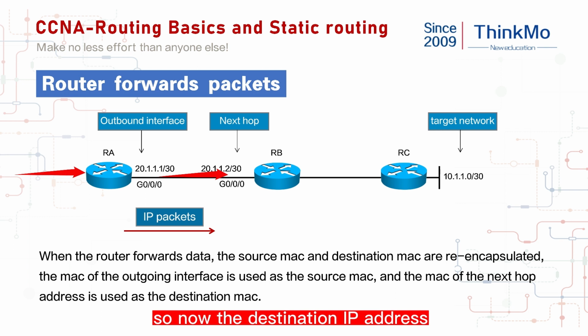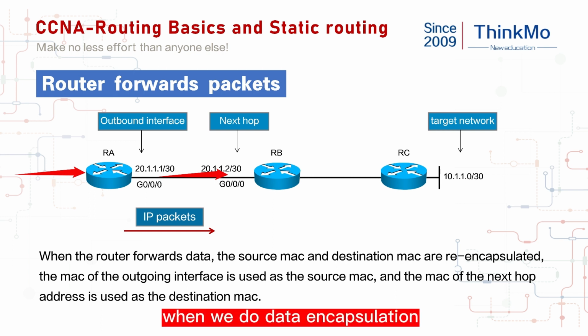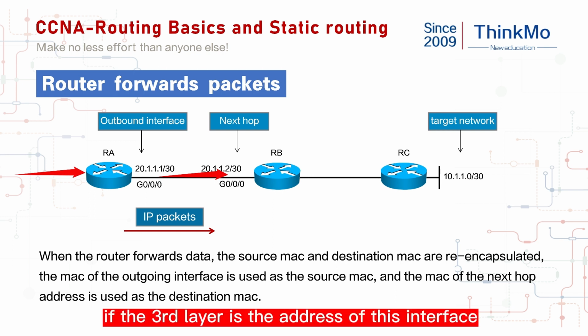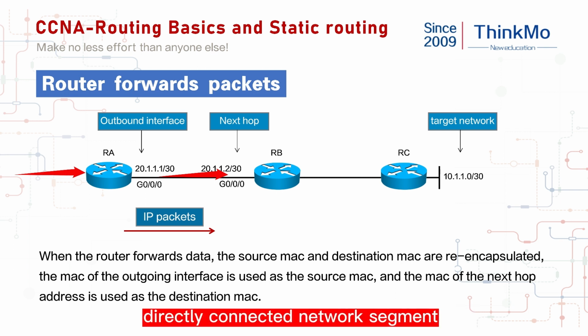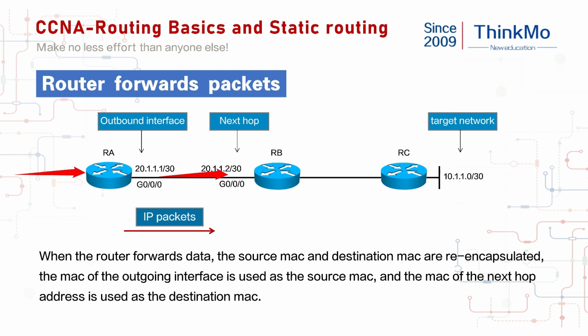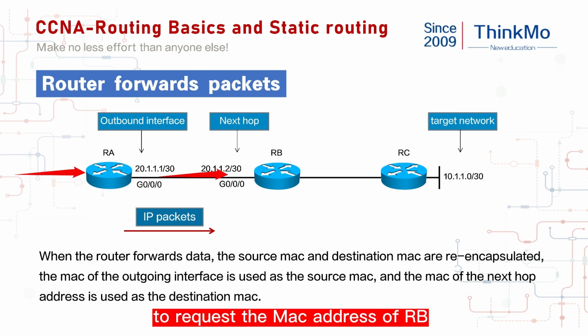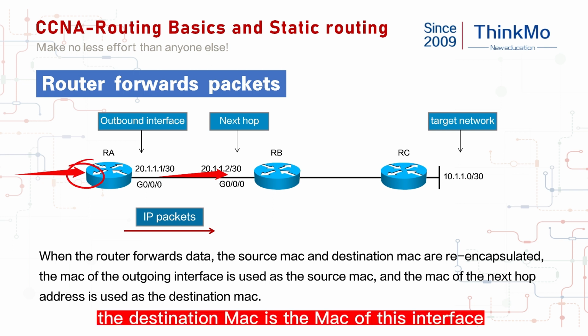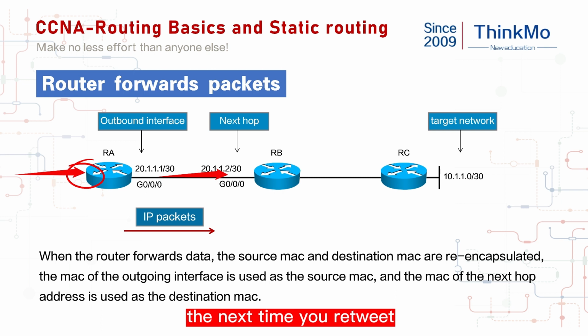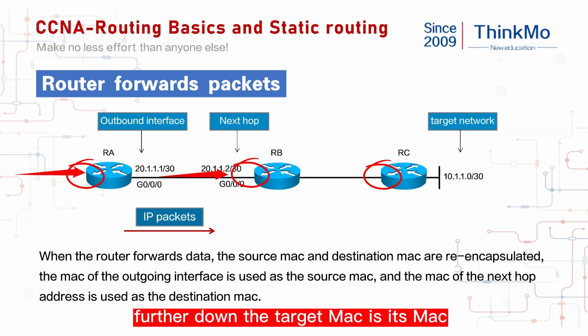So now the destination IP address is the address of the left interface of RB. When we do data encapsulation, the third layer is the address of this interface, and both are in a directly connected network segment, from RA to RB. When making an ARP request, it requests the MAC address of RB. That is, when this data is sent, the destination MAC is the MAC of this interface. The next time it is forwarded, the destination MAC is its MAC. Further down, the destination MAC is its MAC. This is the destination MAC.